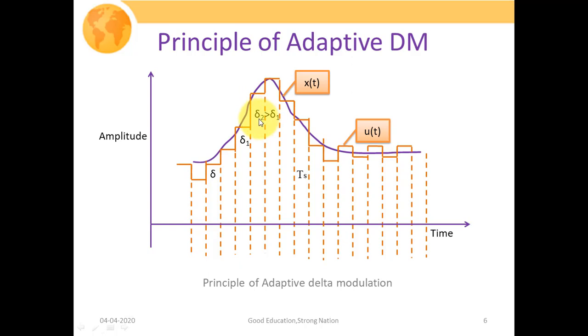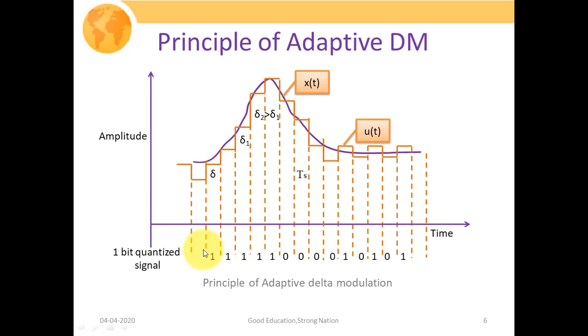Here, in delta 1 and delta 2, the relationship is that step size delta 2 is greater than the previous step size delta 1. So this is what we are doing in our adaptive delta modulation. Depending upon the signal variation, the step size is automatically changing. I mean, if the signal variation is very high or the signal is very steep, it automatically increases its step size from delta 1 to delta 2. In this particular portion, when the signal strength is not very high, it automatically reduces its step size in order to reduce the error signal.